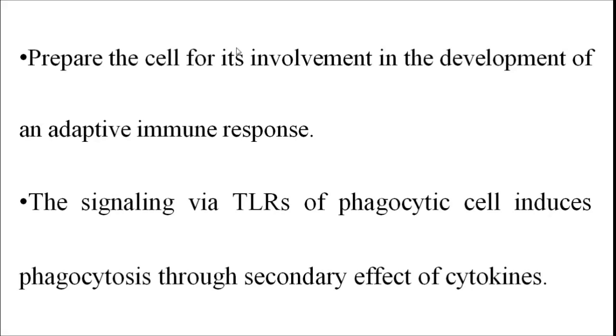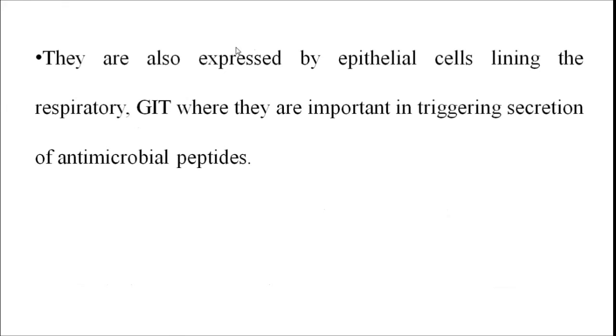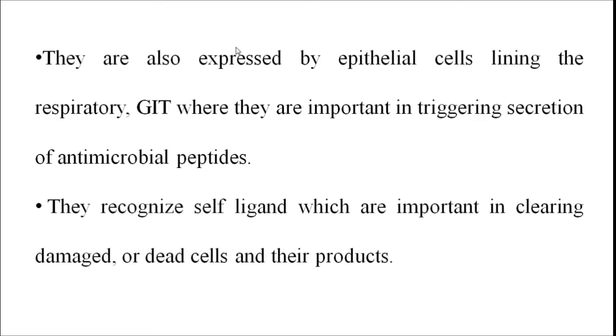They signal via toll-like receptors of phagocytic cells, so they induce phagocytosis by producing secondary effects of cytokines. They are also expressed by the epithelial cells which line the respiratory tract and GIT, where they are mainly important in triggering secretion of antimicrobial peptides, and they recognize self-ligands which are responsible for the clearing of damaged or dead cells and their products.